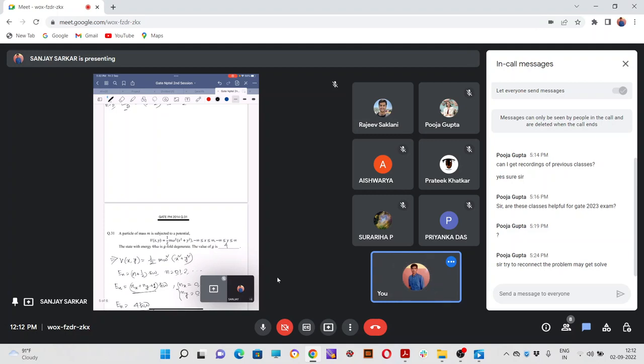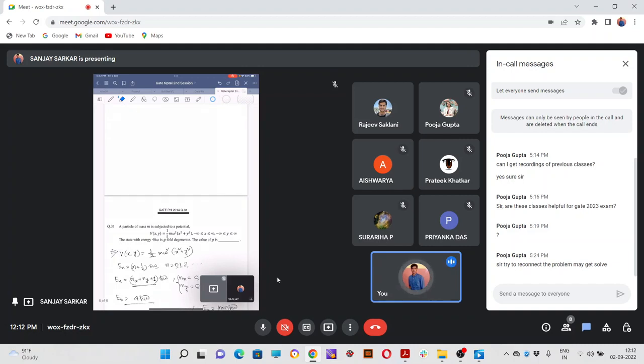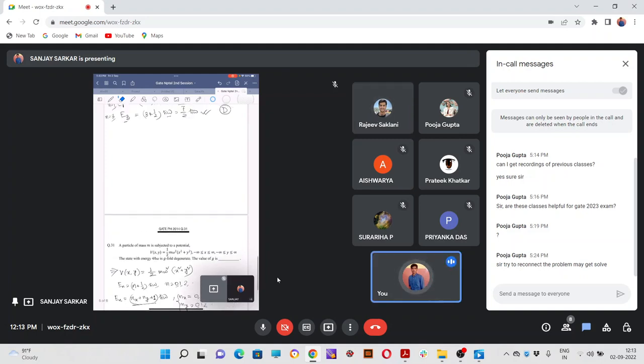A particle of mass m is subjected to a potential V equal to half m omega square x square plus y square, and the state with energy 4 h bar omega is g-fold degenerate. We are asked to find the value of g. There is no option for this question. This is a numerical type of question. The answer would be a numerical value. Sir, so we need to find the degeneracy for this problem.